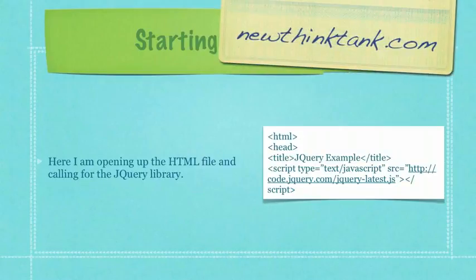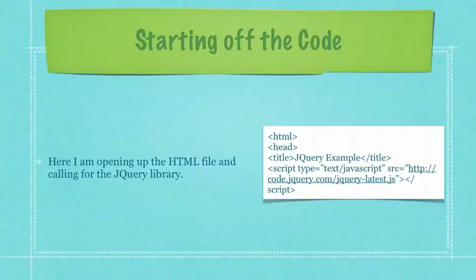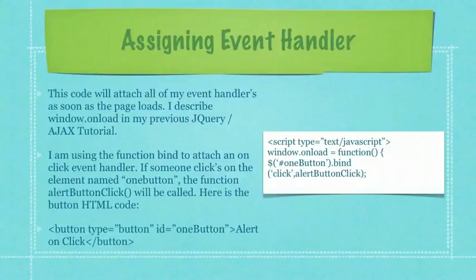Here I'm just simply opening up the HTML page and calling for the jQuery library. Of course, if you want to write this down, you can pause your screen, or you can just go to newthinktank.com and copy all of the code that is in this tutorial there, totally for free. This code will attach all of my event handlers as soon as the page loads. I described window.onload in my previous jQuery AJAX tutorial if you want to see more on that there.